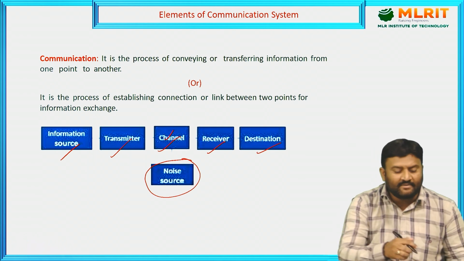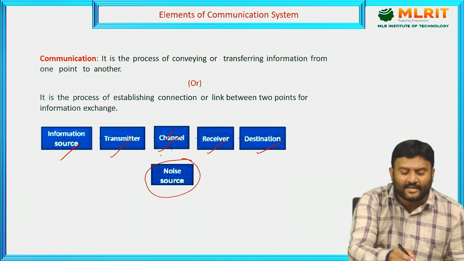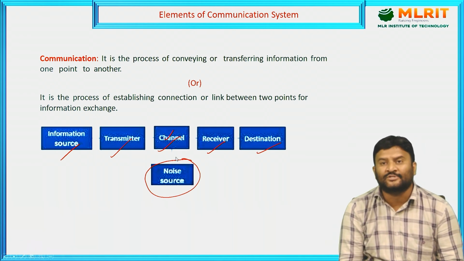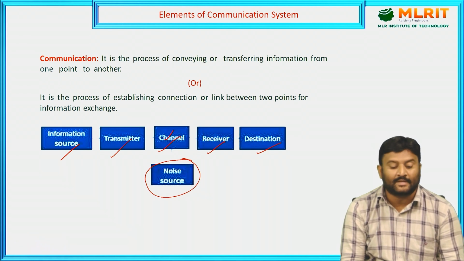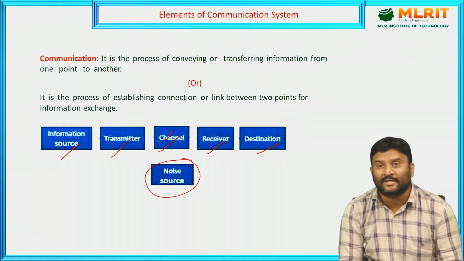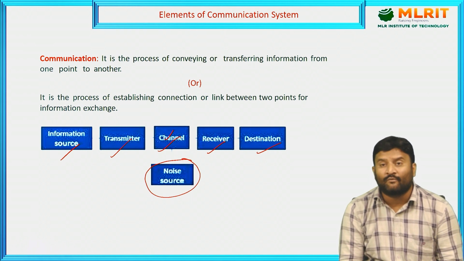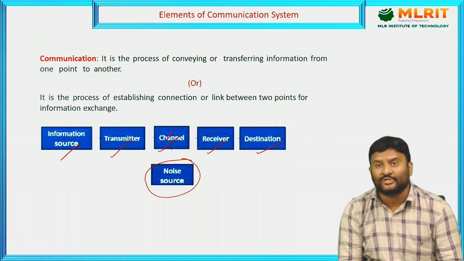Therefore, between the transmitter and the receiver, there is a very important thing: a channel. The channel is also called a medium. Here, the channel can be categorized into two different varieties. One is a connection oriented channel and the second one is a connectionless channel. They are also called a wired channel and a wireless channel.